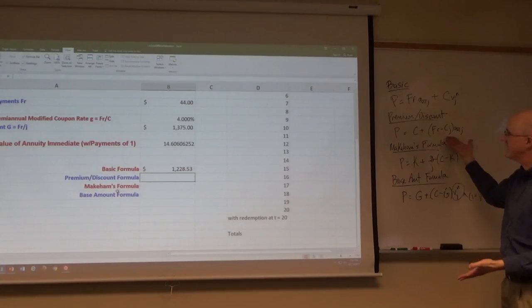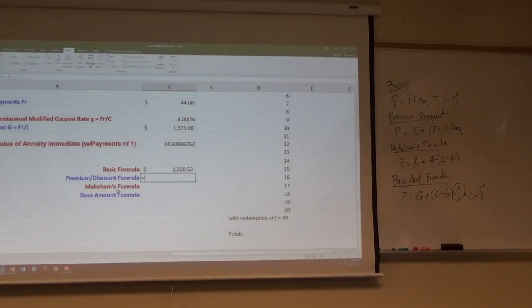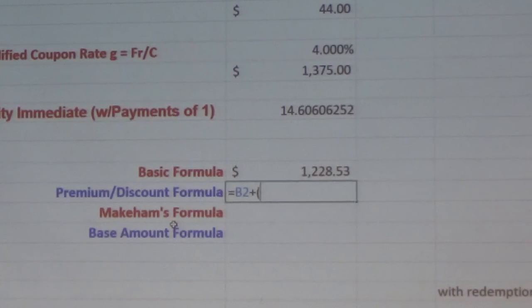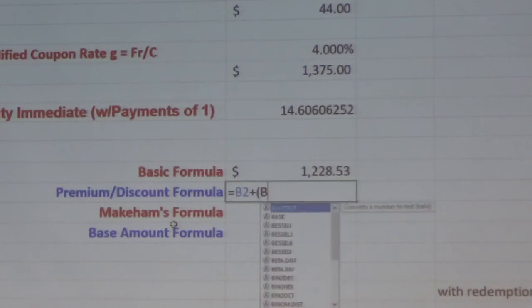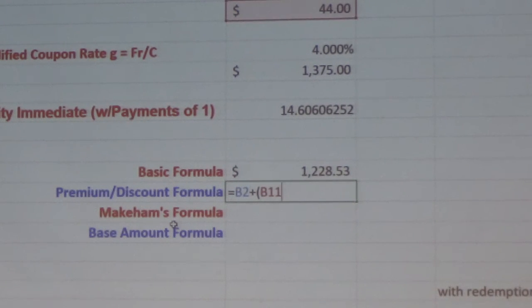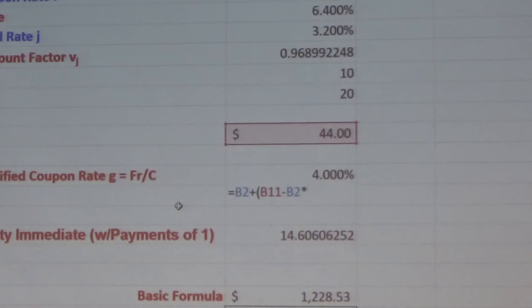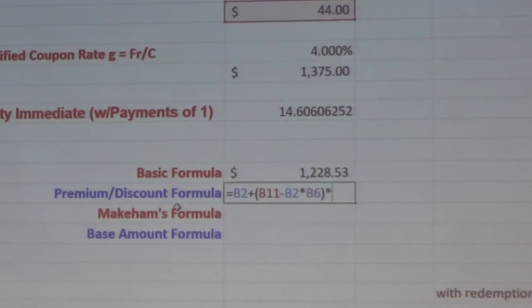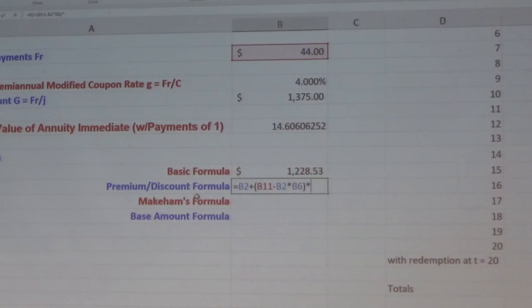Premium discount formula, I'll go ahead and use that. C is in cell B2. Parentheses, I have F times R, which was in cell B11, minus C times J, B2 times, where was J? B2 is C, J was in cell B6, times A N, which is in cell B16. See it get highlighted there.